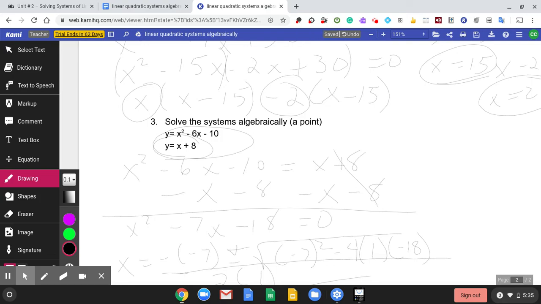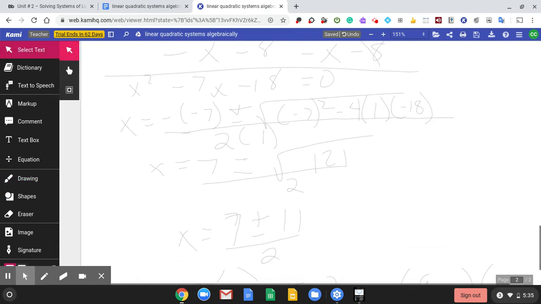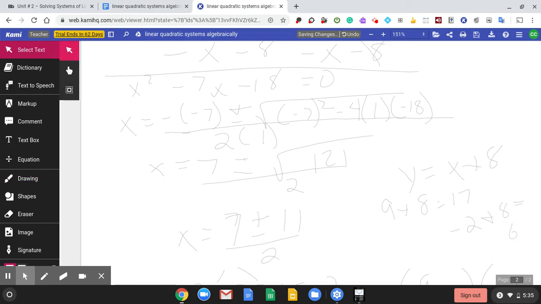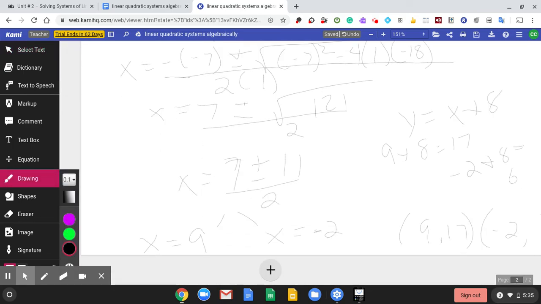So y equals x plus 8 is what I'm going to do. I'm going to put a 9 in. 9 plus 8 is 17. And I have a -2 plus 8. And -2 plus 8 is 6. So I'm going to use 17 and 6. And that's my answer, (9, 17) and (-2, 6).